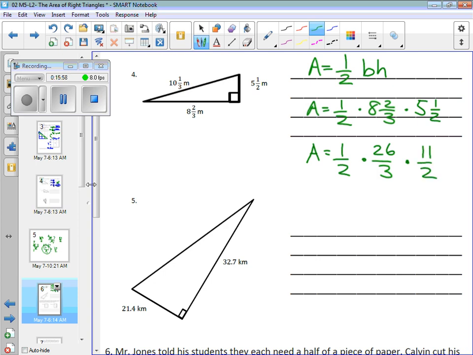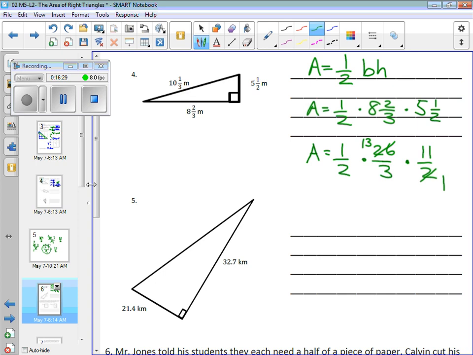Good. Let's play the knockout game. Do you see anything that we can cross reduce? What can we knock out? Anybody? Raise your hand. Jay. The 2 and 26, you got it. What do they become? 1. Yes. Makes it a little bit easier.